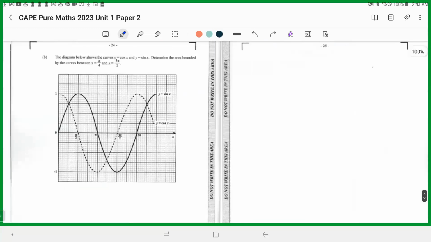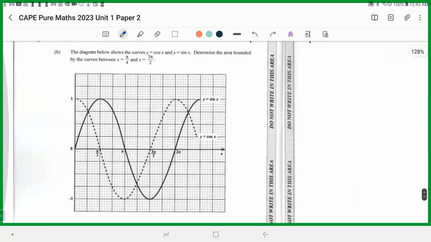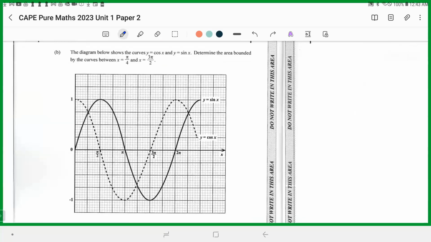6B, which is this. So I see the cos graph and the sine graph. It says diagram below shows curve y equals cos x and y equals sin x. Okay. So determine the area bounded by the curves between pi by 4 and 3 pi by 2. Wow. No, pi by 4. This is pi by 2. So pi by 4 is this line, and 3 pi by 2 is this line.